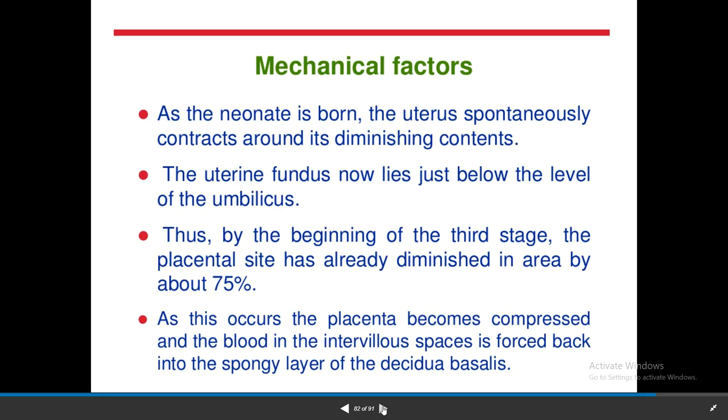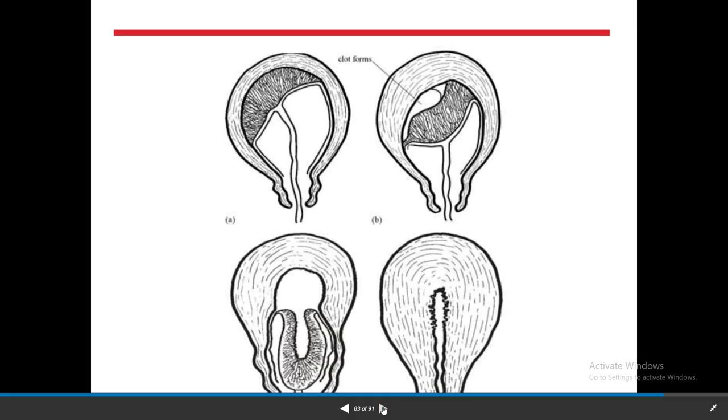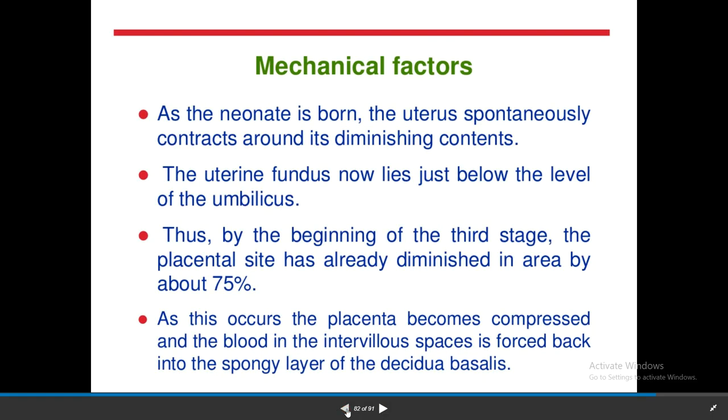Mechanical factors. As the neonate is born, the uterus spontaneously contracts around its diminishing contents. The uterine fundus now lies just below the level of the umbilicus. Thus, by the beginning of the third stage, the placental site has already diminished in area by about 75%. As this occurs, the placenta becomes compressed and the blood in the intervillous space is forced back into the spongy layer of the decidua basalis.